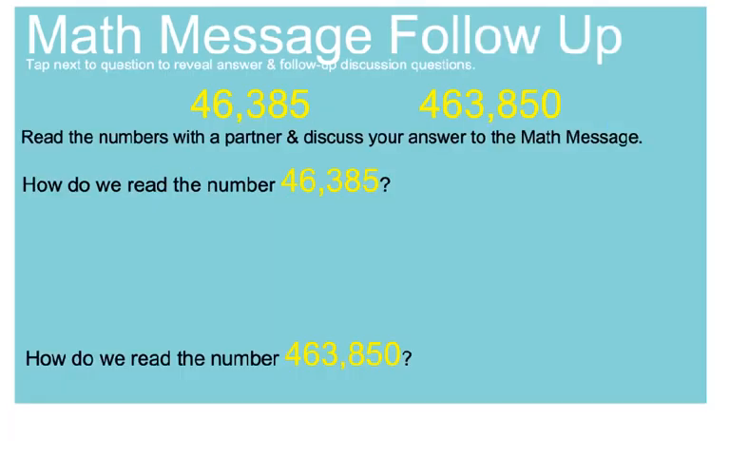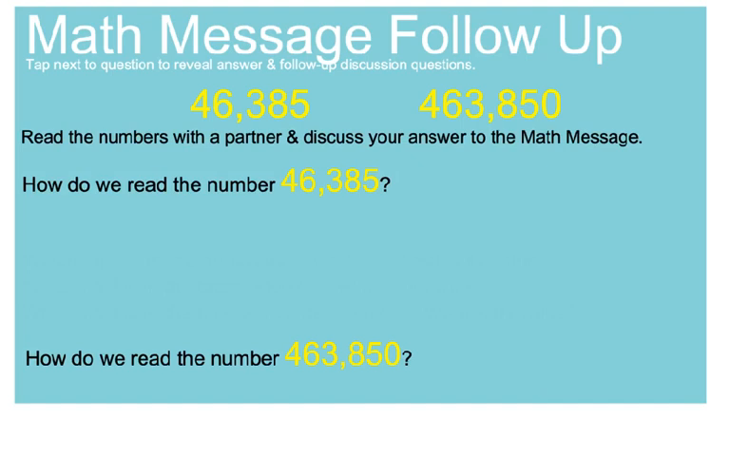Again, I would like you to read the two numbers in yellow up at the top aloud. Go ahead and read them aloud. So if we look at the first number, we read 46. Whenever we see a comma, we insert the place value. 46,385.